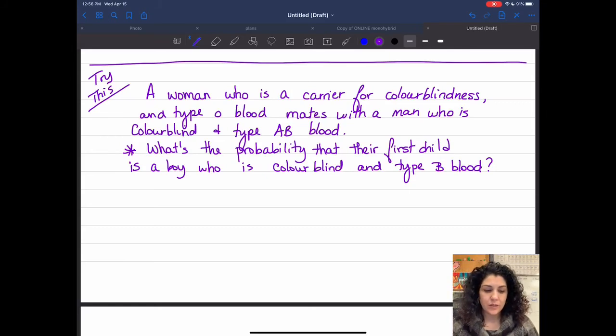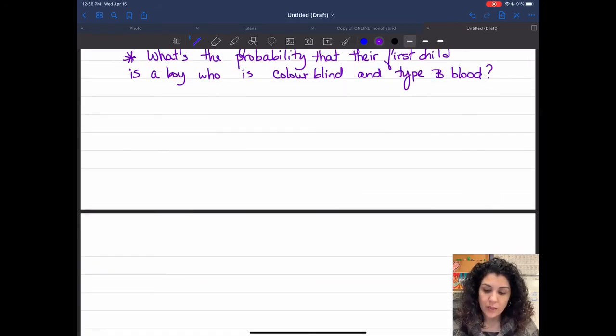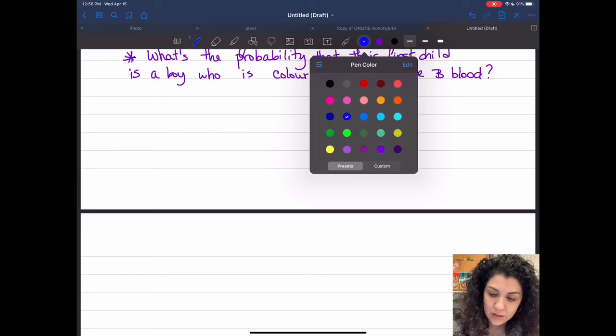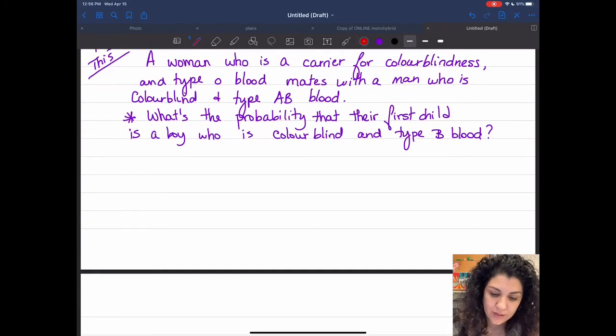Okay, so that's the question. We're going to have that, and I want you to try both methods. I'm going to show you both here. So the first thing I'm going to do is write down my genotypes for my parents, just so that I have them nice and present in my mind.